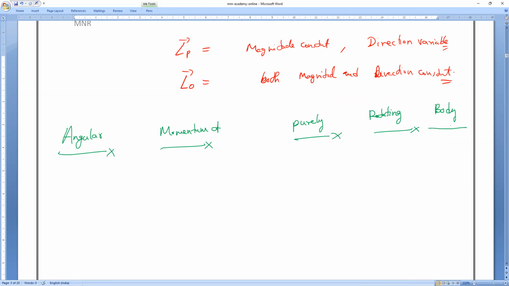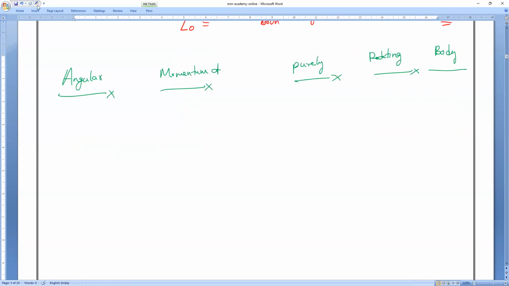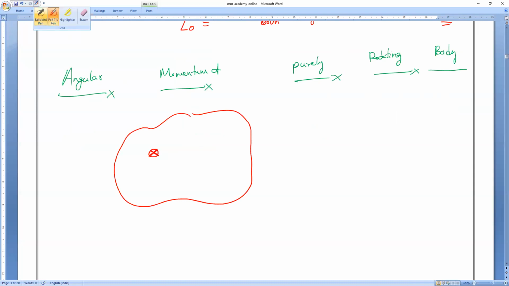So we all know if it is a purely rotating body, something remains constant. What is that, everybody? If I take an infinite number of particles, each particle's angular velocity remains what, everybody? If I take a random body rotating about a fixed point, what is this point called? Pivoted point. So it is moving with the angular velocity omega.